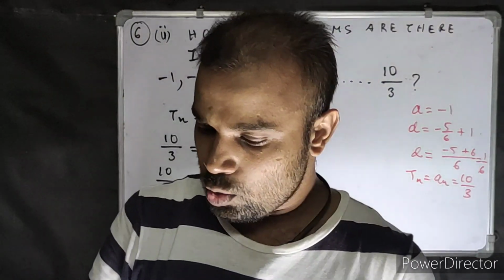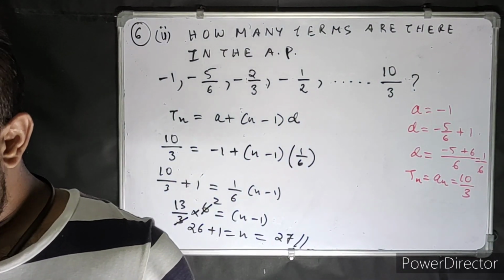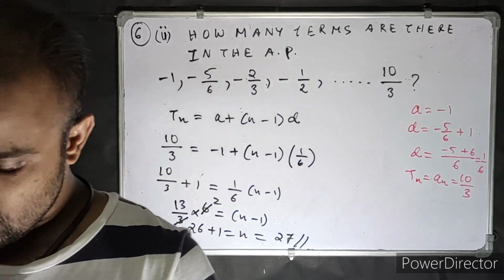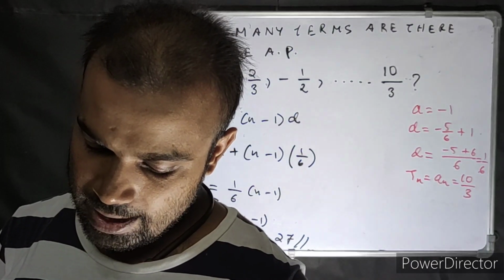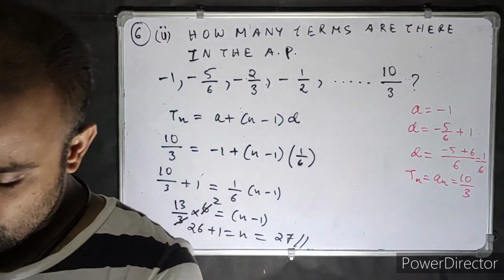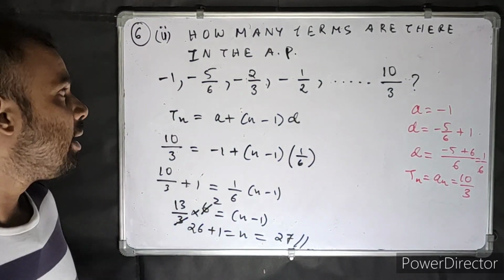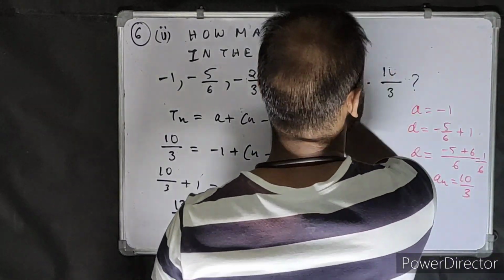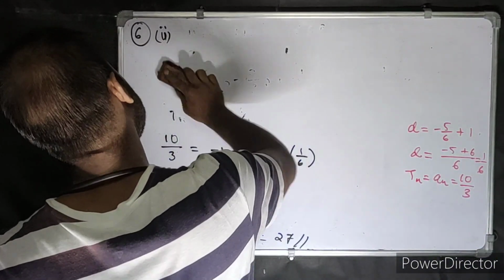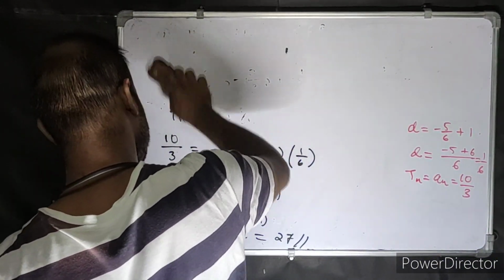Final answer, 27 terms. How many terms are there? 27 terms. 6 part 1 and 6 part 2 both correct answers, students. Moving on to our next question. Now I have to rub out this one question because the next question is different. Question number 7.